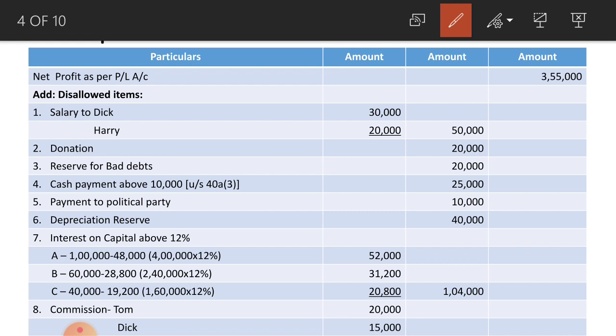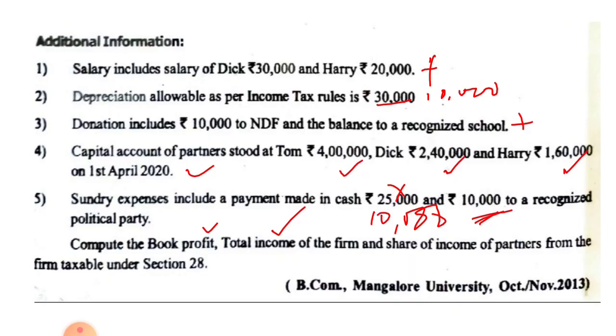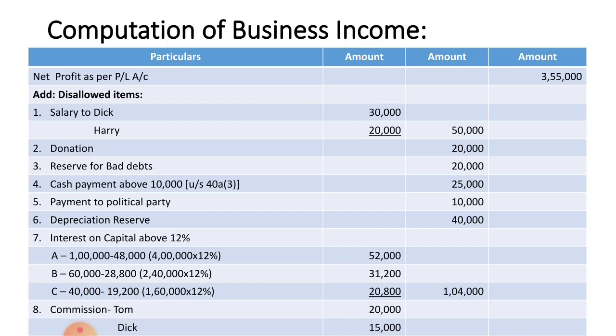Next, reserve for bad debts 20,000. Cash payment above 10,000 is disallowed, as I told you. That 25,000 you have to write. Next, payment to political party 10,000. Here you have to add this 10,000. Irrespective of whether that item is mentioned in the profit and loss account or not, you have to write payment to political party 10,000. Next, depreciation reserve 40,000.